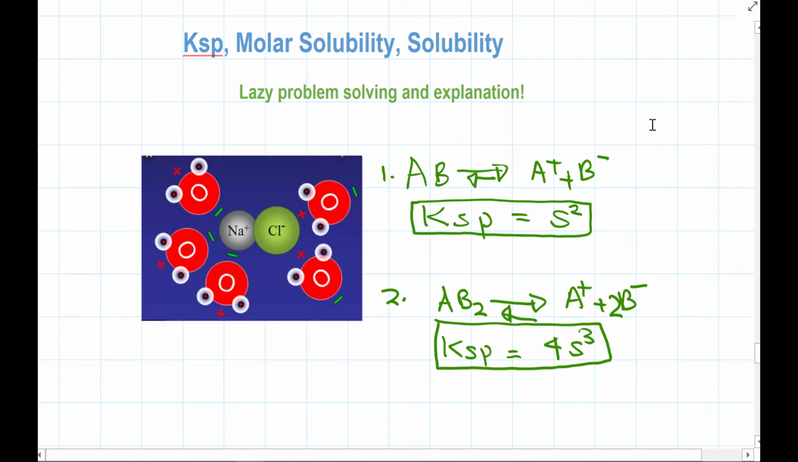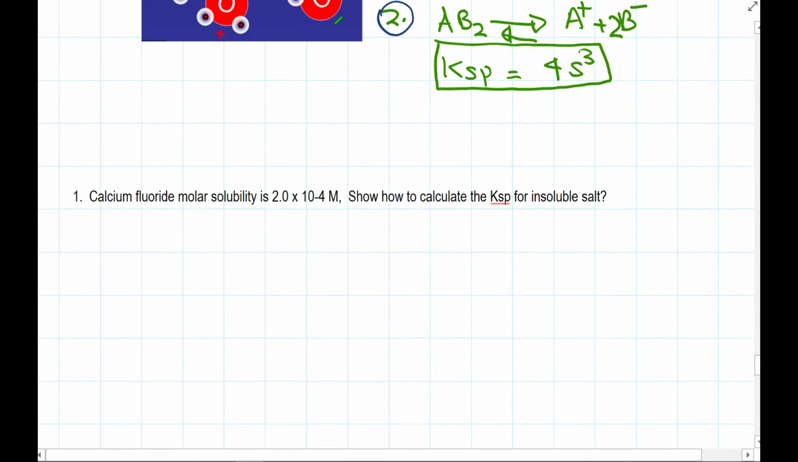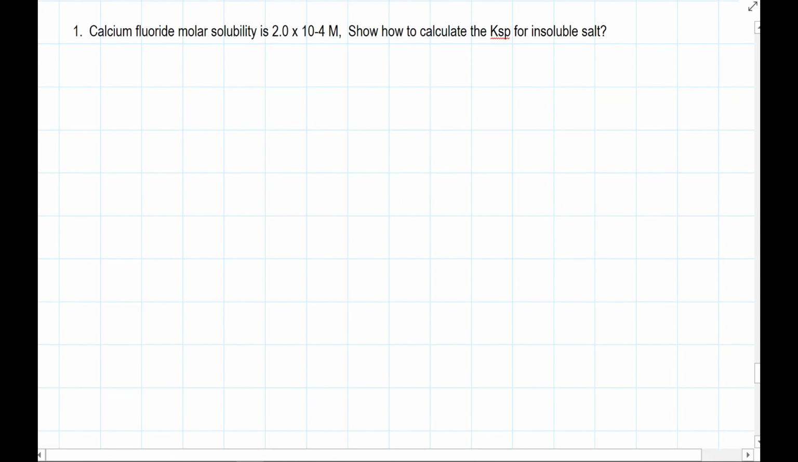Hi, let's do some questions based on the Ksp molar solubility. So when we do the questions, we're going to have to look at what type of it is, AB type or AB2 type. That way it would be easier. Let's look at this question.